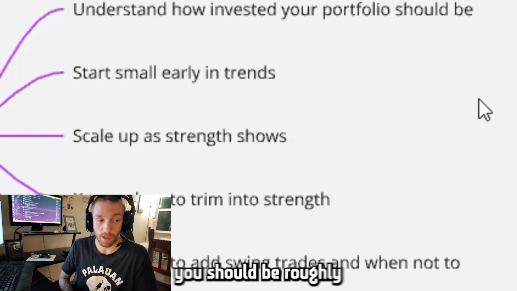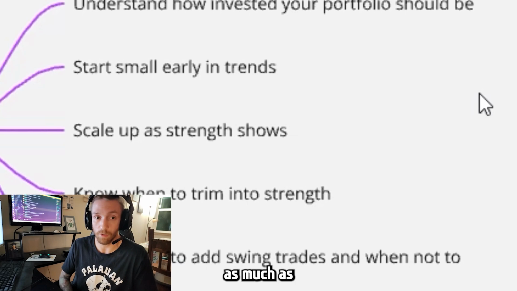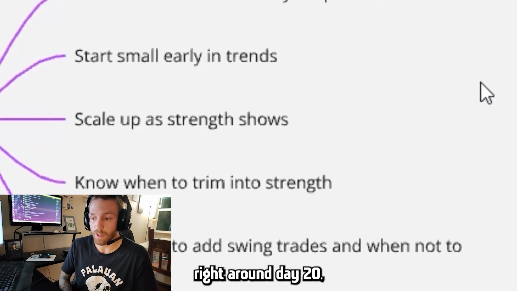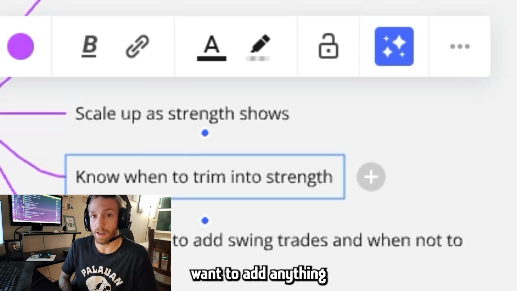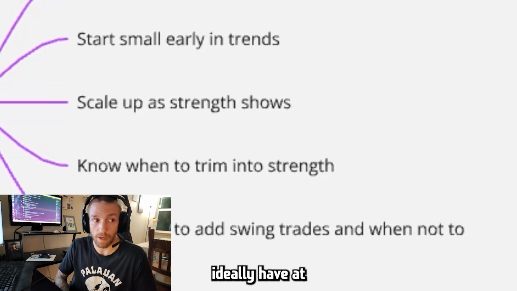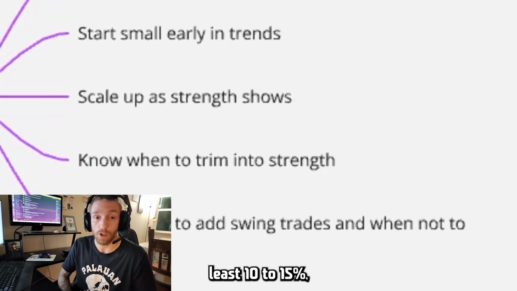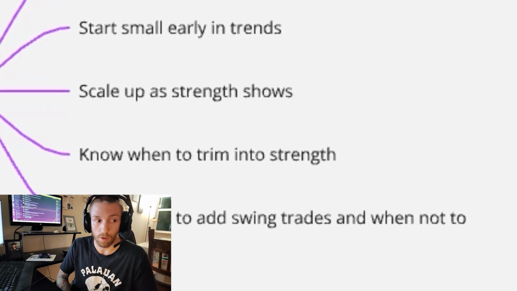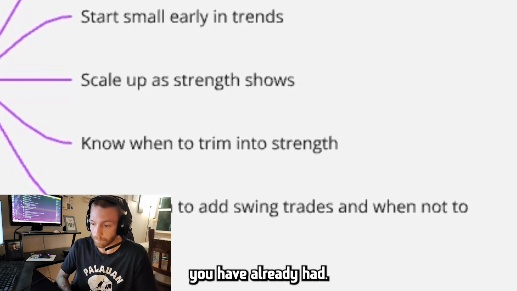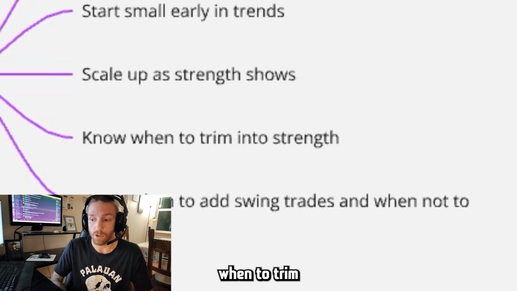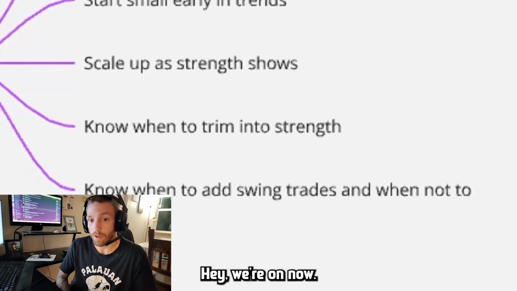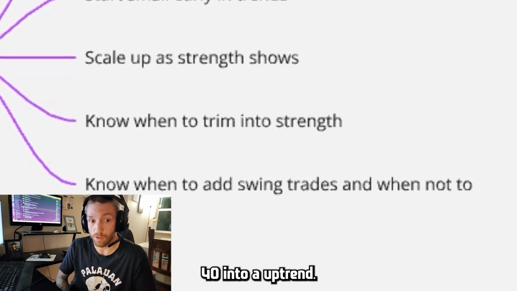Once you get fully invested, that should be about day 20 at the very, very max. At the very max, you should be roughly as fully invested as you want to be for this cycle right around day 20. You don't want to add anything more after that. After day 20, your stocks should ideally have at least 10 to 15% increase in their position from what you already had. So this will tell you when to trim into strength and understand that we might be on day 40 into an uptrend.